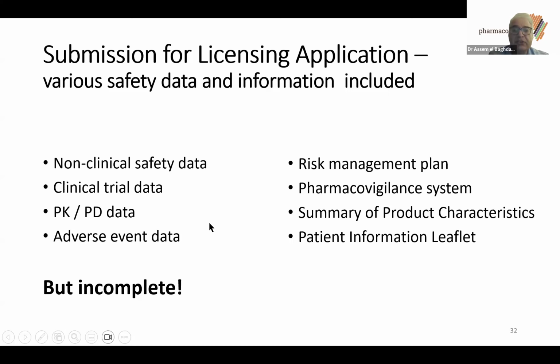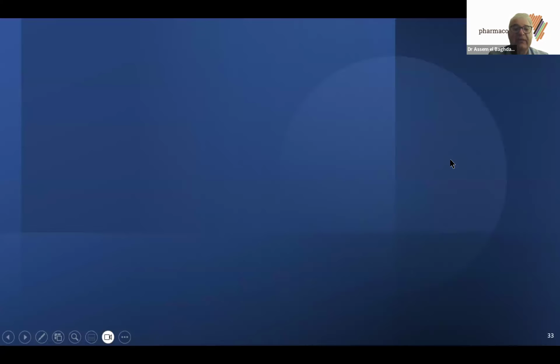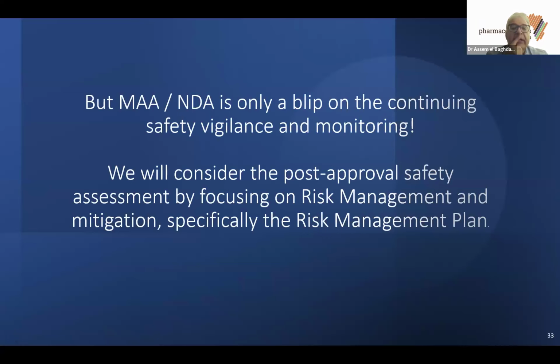Okay. And here is just the risk management plan. What is that? We're going to talk about this in a minute. With the marketing authorization or new drug application, this is just a blip. You know what blip means? It's a kind of, what do you call that? A photographic kind of picture of the continuing safety vigilance of pharmacovigilance and monitoring.